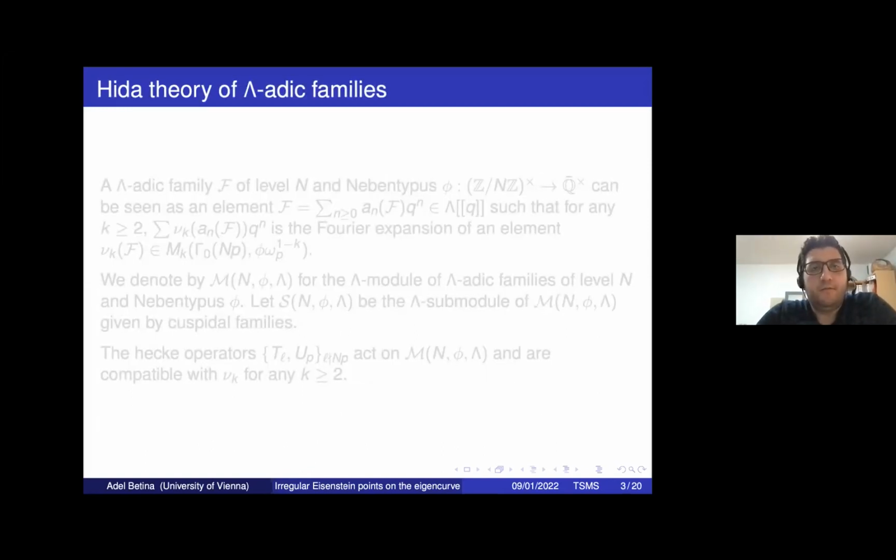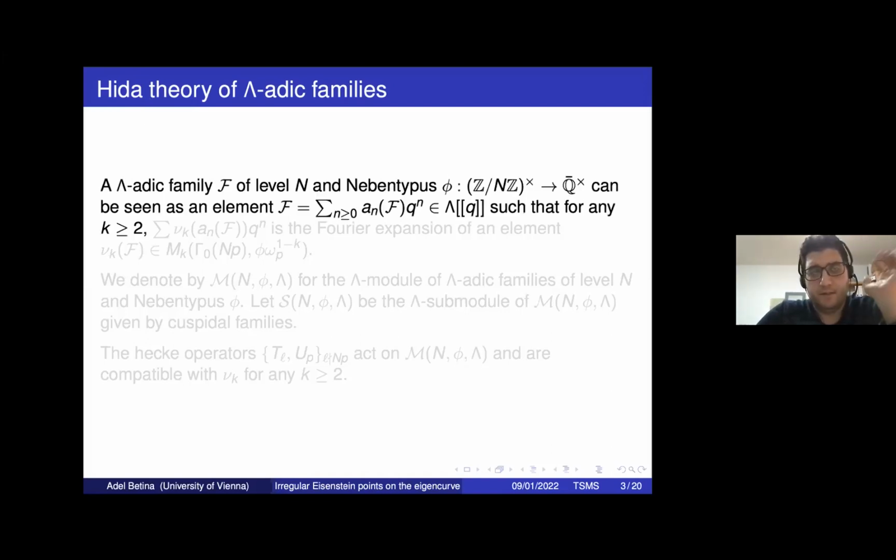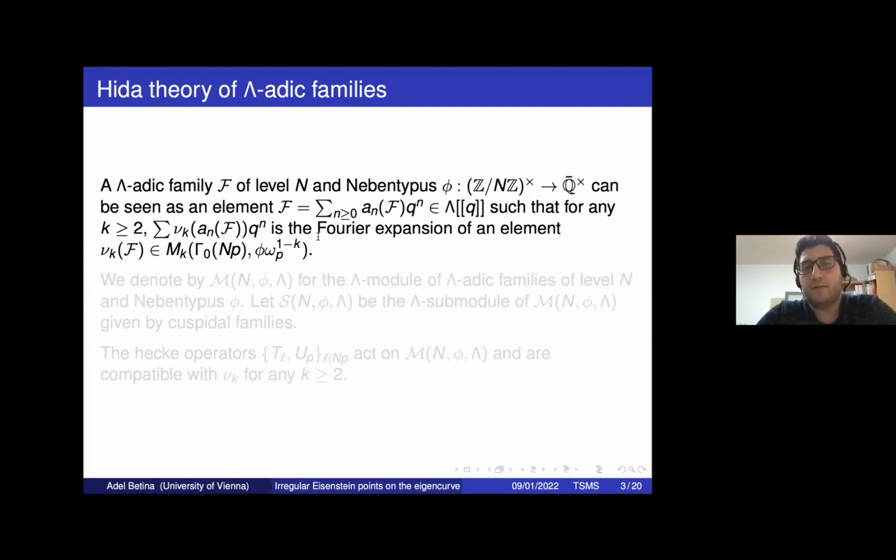And the first attempt to deform modular forms p-adically was done by Haruzo Hida, and it's called Hida theory of Lambda-adic families. So I will explain this Lambda-adic family. The Lambda-adic family f of level N and nebentypus phi can be seen as an abstract q-expansion with coefficients in Lambda, such that the specializations that I defined before, for any k greater or equal to 2, give the Fourier expansion of a modular form of weight k.